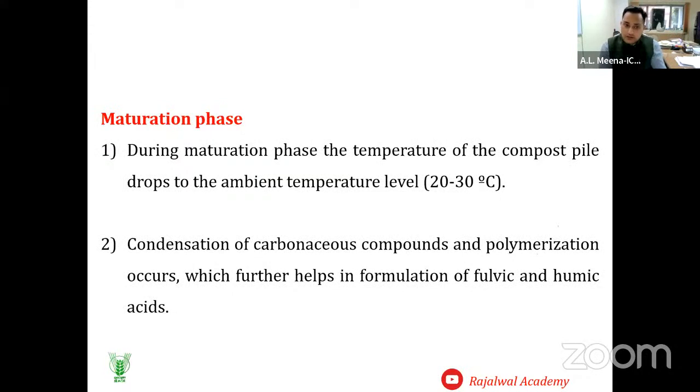During the maturation phase, the temperature of the compost pile drops to ambient temperature, like 20 to 30 degrees Celsius, and condensation of carbonaceous compounds and polymerization occurs, which further helps in the formation of fulvic and humic acids. It means your composting material will convert into the final compost. Now coming to the factors.